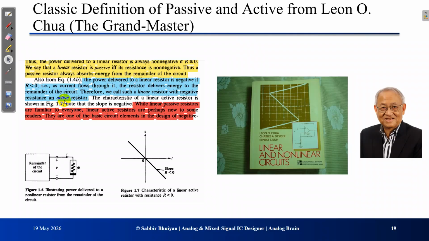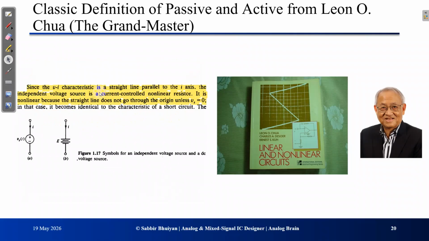Then we go forward and look for active elements in nature, and unfortunately there are no active elements. Now, while linear passive resistors are familiar to everyone, linear active resistors are perhaps new to some readers. They are one of the basic circuit elements. Nice. Going forward, the reader is told that an independent voltage source is a current-controlled non-linear resistor. So he is also saying that your voltage is not linear. It's non-linear. I'll show you that.